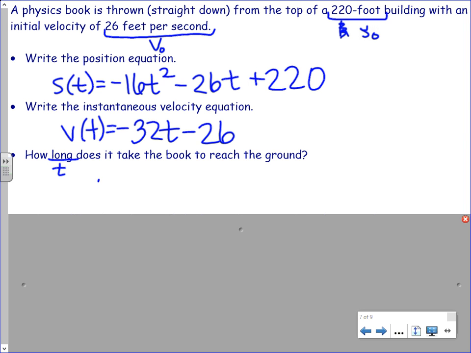You have a quadratic that equals 0. You don't like quadratics, okay? What are we going to need to use? We need to use the quadratic formula. I will give you a minute to determine the two values where the position is 0.